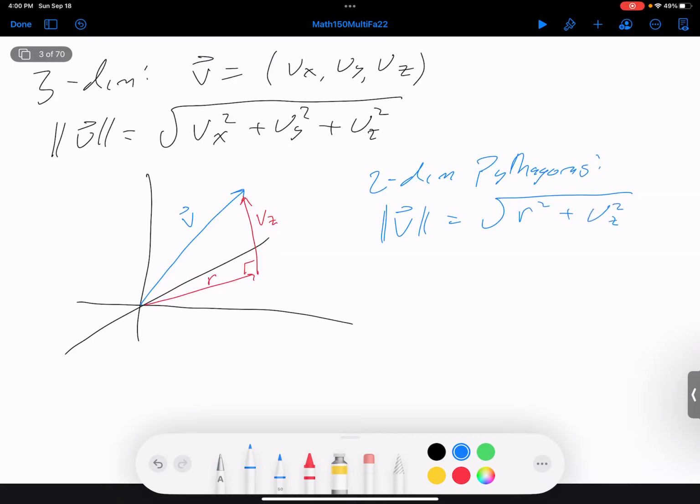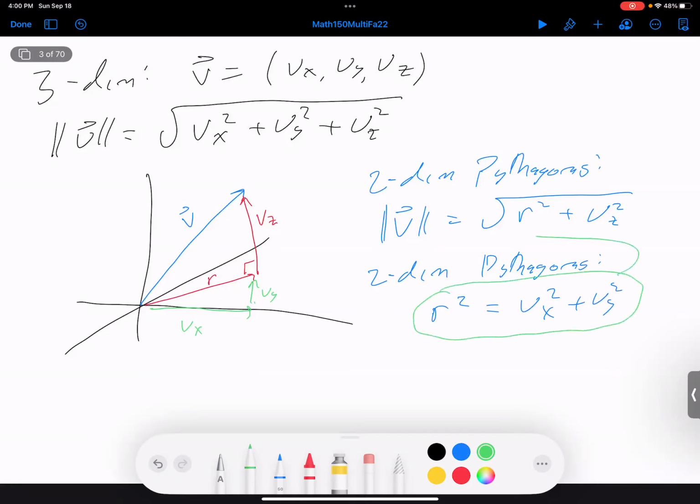But we can now write R in terms of vx, vy. By 2-dimensional Pythagoras, what's the relation between R, vx, and vy? R is the square root of vx squared plus vy squared. I'm going to write it as R squared is vx squared plus vy squared, because then we can just substitute in. Now we get the length of v is the square root of vx squared plus vy squared plus vz squared. So we initially used Pythagoras to get the length of vectors in the plane.